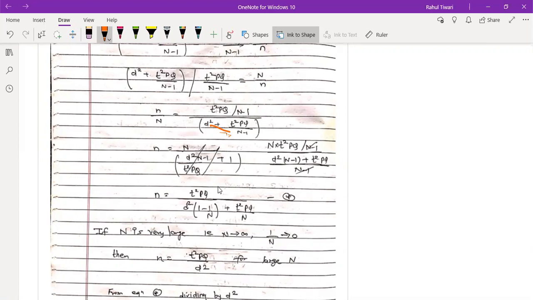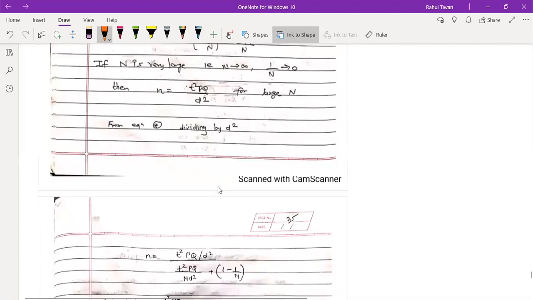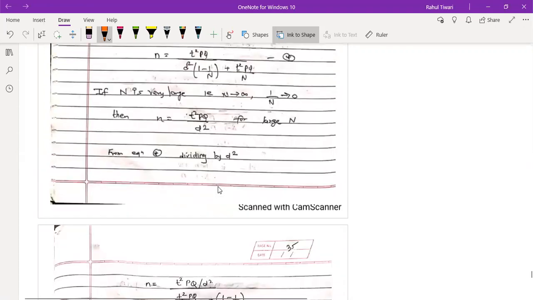Again, if you see this, if capital N is large, then 1 upon n tends to 0. If capital N is large, then 1 upon infinity is going to be 0. Then this turns out to be your SRSWOR derivation. So this derivation is similar to what I have written here. Then this n tending to SRSWR. Now in star, dividing by d square.